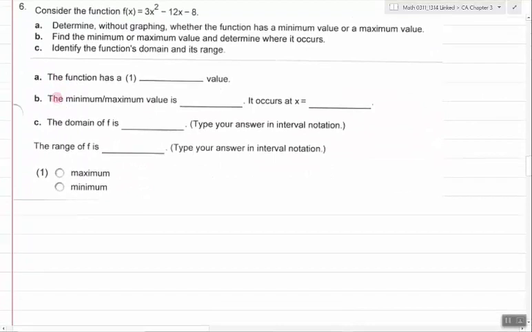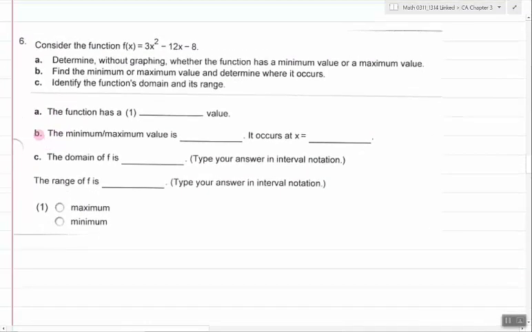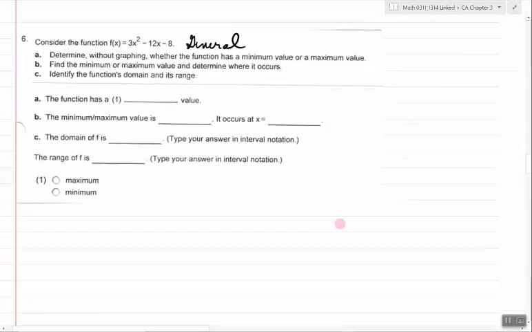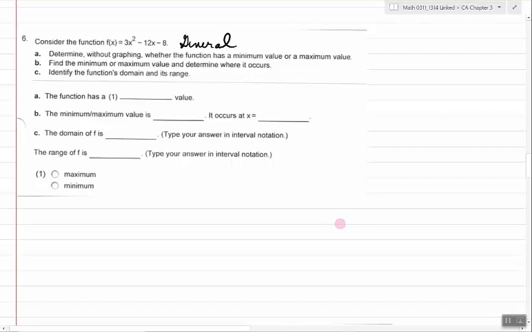All right, now number 6, this is in general form. General form doesn't give me the vertex. I have to find the vertex. Now this particular problem is not asking for us to graph it. It just wants the information. So I'll do it a couple of ways. It says determine without graphing whether the function has a minimum value or a maximum value.